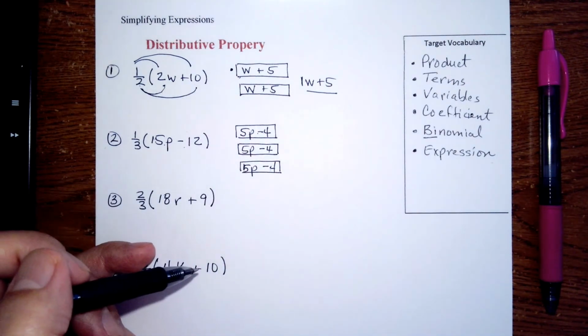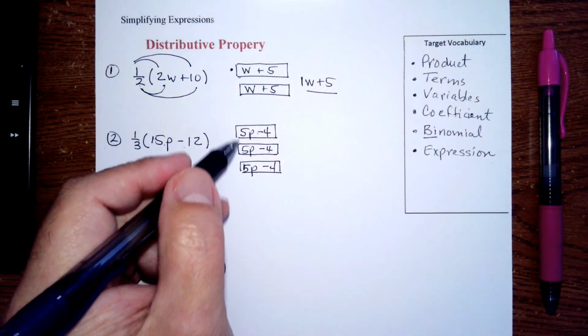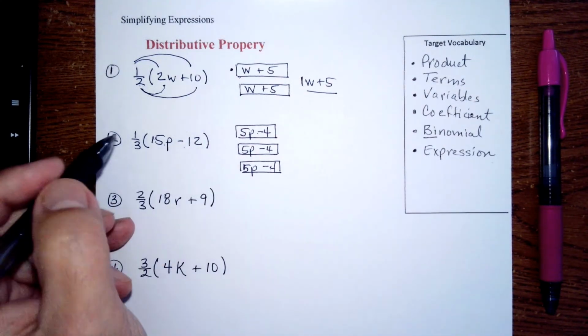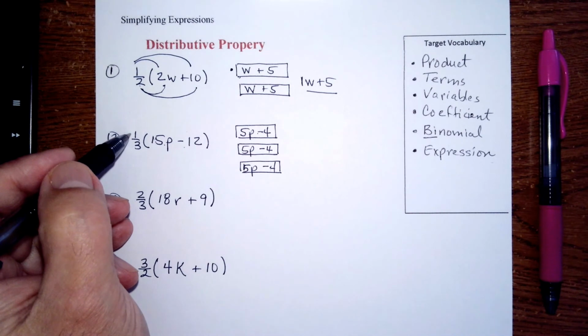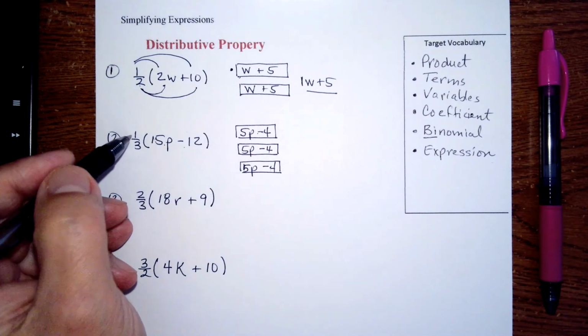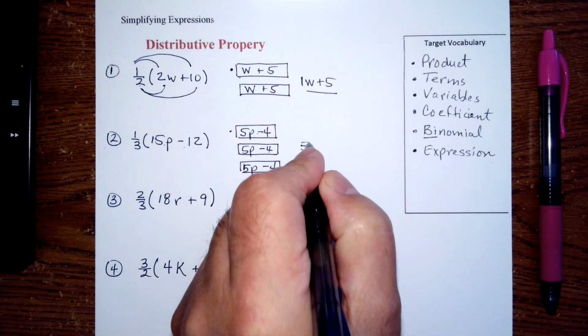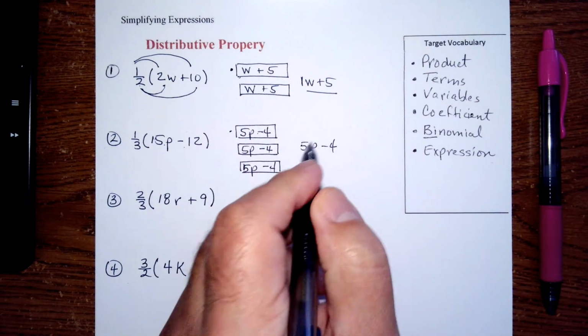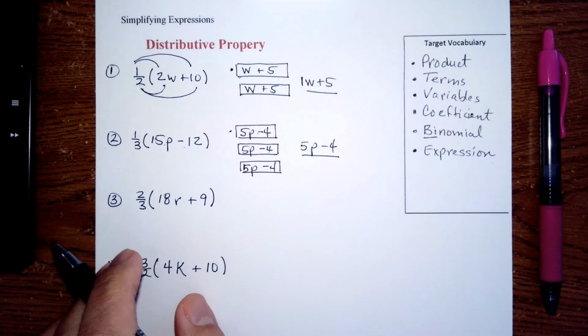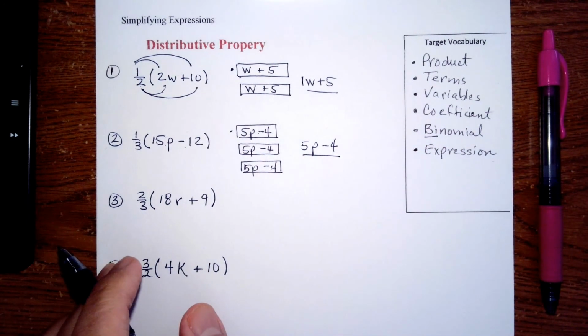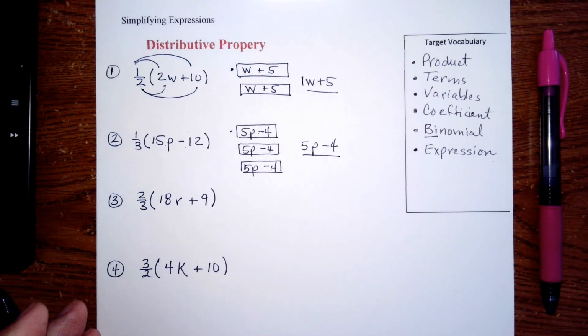Now to finish off the problem, how many of these am I going to select? Well, look over here. The numerator says 1, so I'm going to take one of them. My answer for this problem is 5p minus 4. What do you think? Super doable. Super doable.